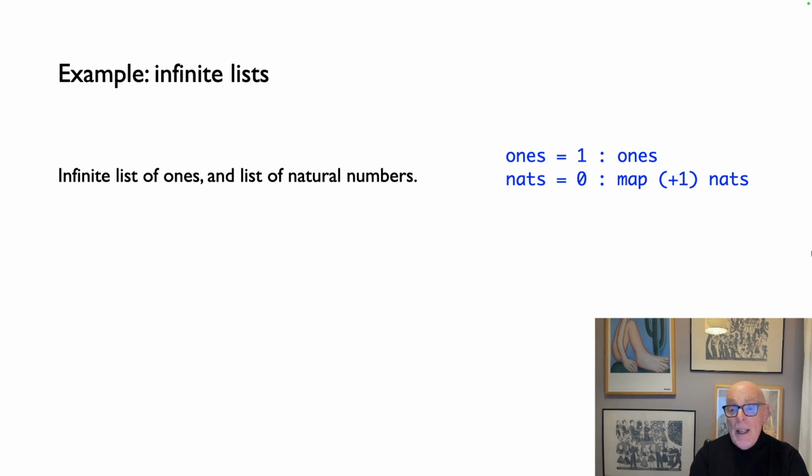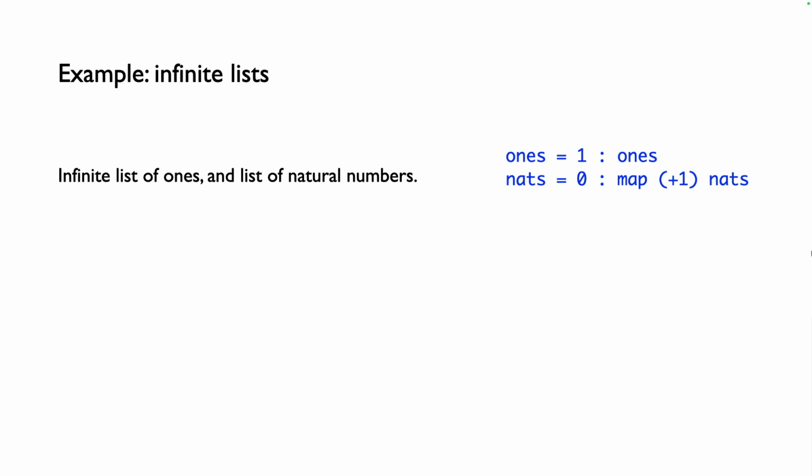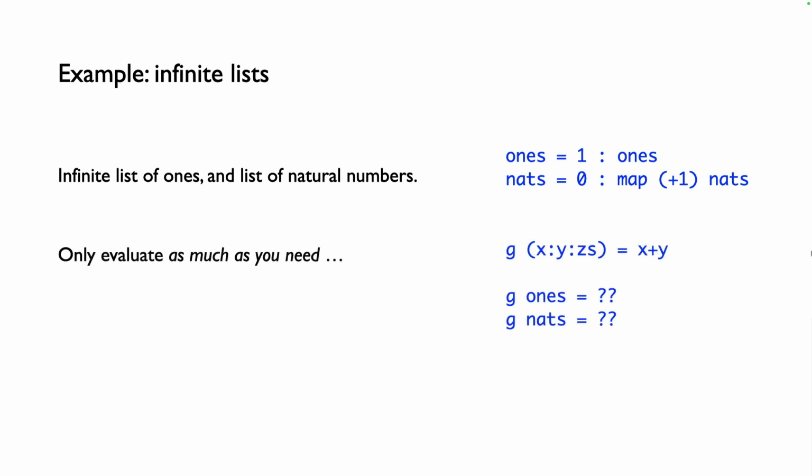In a similar way, nats equals 0 colon map plus 1 along nats. The first element of nats is 0, so the second element is going to be 1, and so on. But if we were to evaluate those things fully, the evaluator goes away forever. But that's not how things work in Haskell. We only evaluate things as much as they are needed.